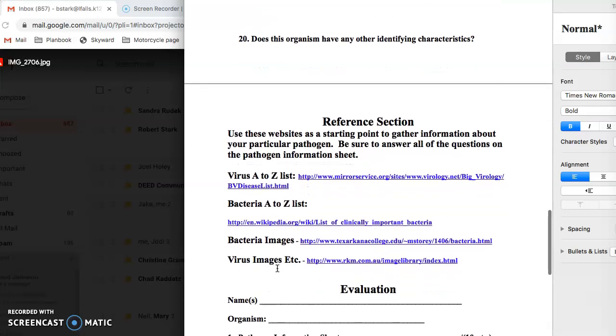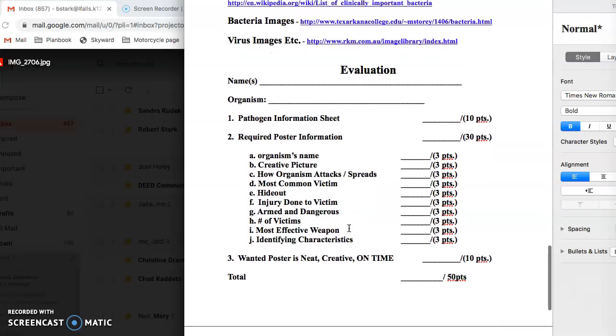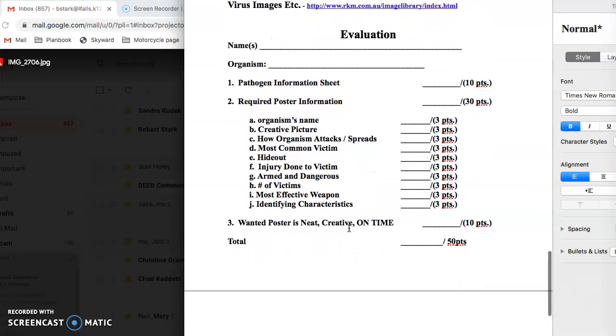I've included some references here, just places for you to find some information. There's an A to Z list for viruses, an A to Z list for bacteria, and images here. And then how I will evaluate you: it's a 50-point assignment. You would put your name on here, your organism here. Include that pathogen information sheet where I had you take the notes, for 10 points.